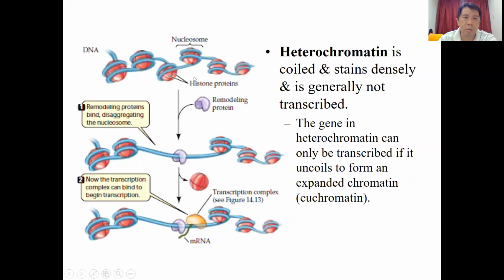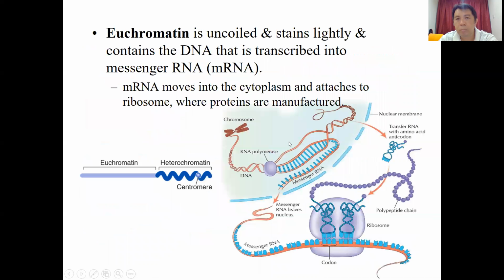Like here, this one is heterochromatin. Then after that, it uncoils and becomes euchromatin. So now here the DNA or the genes can be transcribed into an mRNA. So euchromatin is uncoiled and stained lightly, and contains the DNA that is transcribed into messenger RNA. So from here, euchromatin.